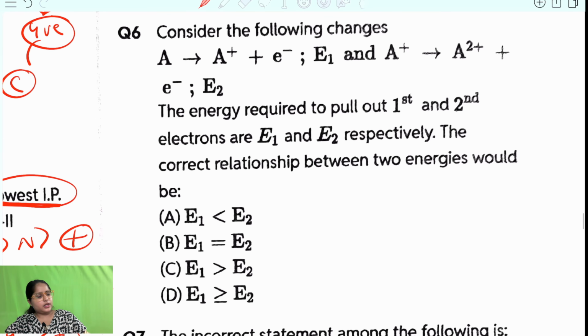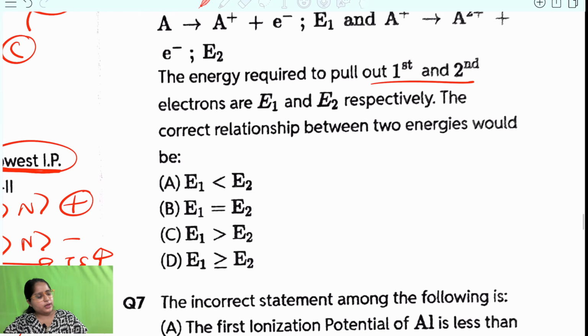Question number 6: A+ is the first ionization energy, A2+ is the second ionization energy. The energy required to pull out the first and second electron. The correct relationship between the two energies would be, so we know successive ionization energy is more, so E3 is more than E2, which is more than E1. So E2 is more than E1, option number 1.